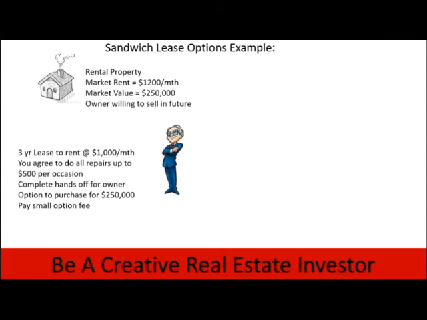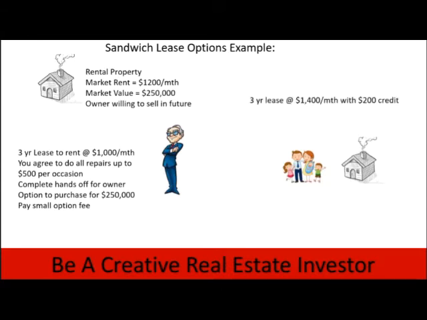So now you've found the property, and now you need to find a good family that's willing to live in this property and wants to buy it in the future as well. So you find this family, and they enter into a 3-year lease, paying $1,400 a month with a $200 a month credit. They're paying above market rent, so that you're creating a spread between what you're collecting and what you are actually having to pay. They agree to buy the property from you 3 years in the future at the future market value, which you anticipate to be approximately $290,000 in this example.